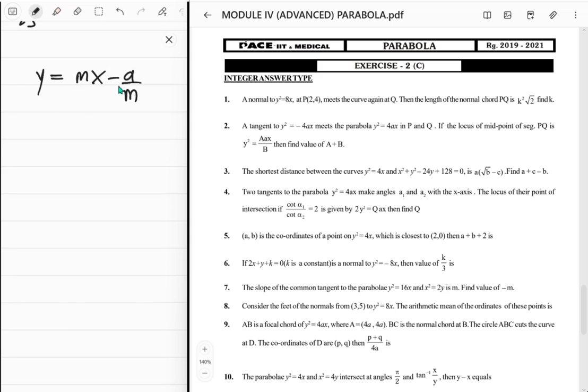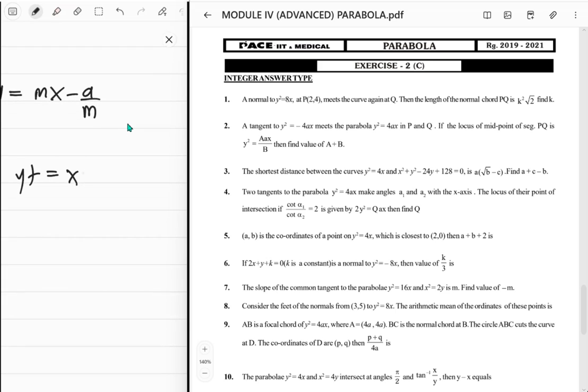So, okay, let's just use the other form, which is yt is equal to x plus at squared. It's going to be negative at squared in this case.